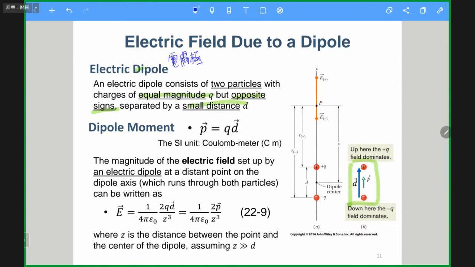Or maybe this one is also a dipole. You can see this is a positive charge with the charge amount of positive q, and another charge with negative q. So they have the same amount of charge but opposite signs, and they are separated by a small distance. We call it d here.